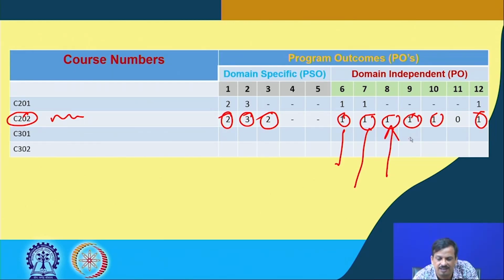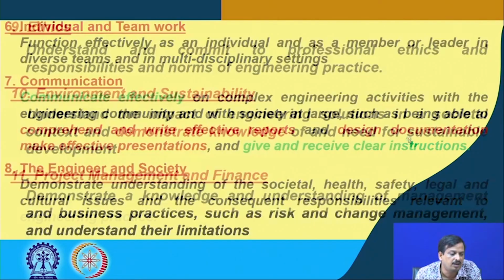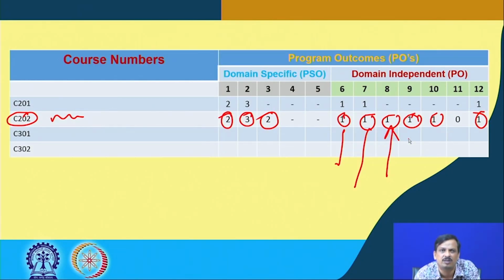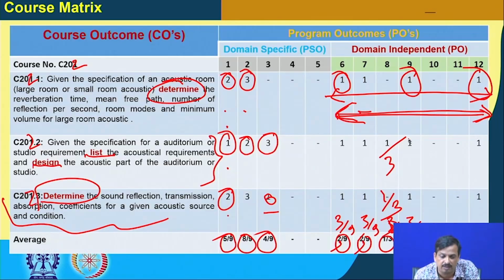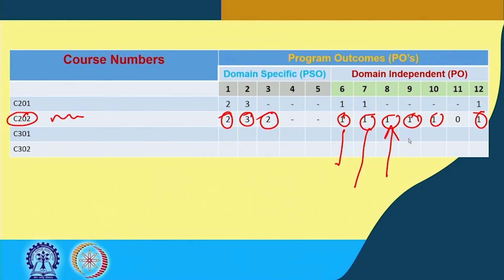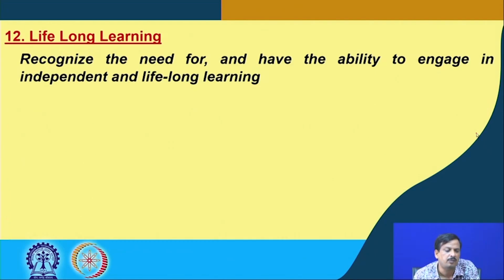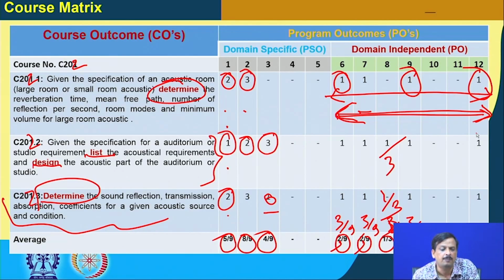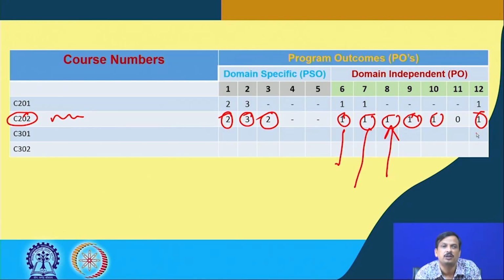Then 9, what is 9? 9 is ethics, 10 is environmental sustainability, and 8 is engineering and society. Engineering and society is there, 8 is there, 1 by 3. So, I can say it is 1, and then 9 is touching, 10 is touching, 11 is touching, 12 is touching. Project management and finance, in my course we are not touching it. So, I developed the program matrix this way for course number 202.